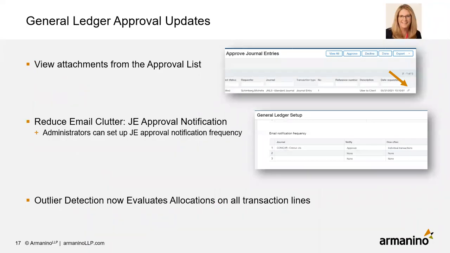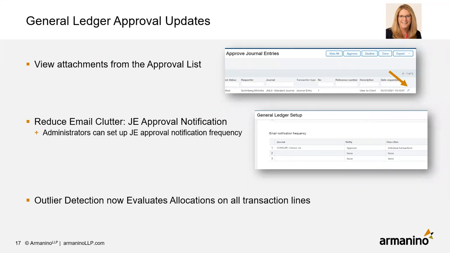Thanks, Irene. So in the general ledger, in this release, they have now added attachments that you can see on the approval list. So you'll be able to see at a glance whether or not the journal entries that have been submitted to you for approval have an attachment. And you can drill into the attachment from that little icon.